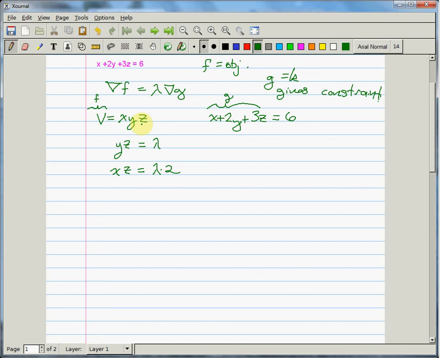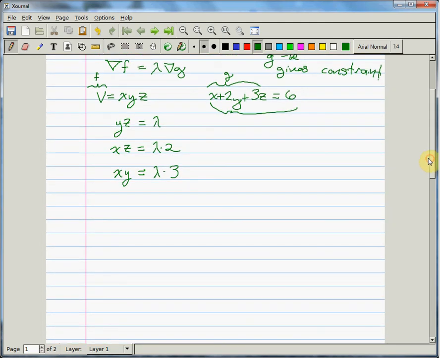The third equation is going to be the third entry of the gradient of f, which is the partial derivative of this with respect to z, which is xy. And that must be equal to the third entry here, which is the partial derivative of this with respect to z. So that is lambda times 3. And I also have this itself as a fourth equation, and you can see that I have 4 equations and 4 unknowns, x, y, z, and lambda. I don't really care about solving for lambda, I just want to solve for x, y, z.